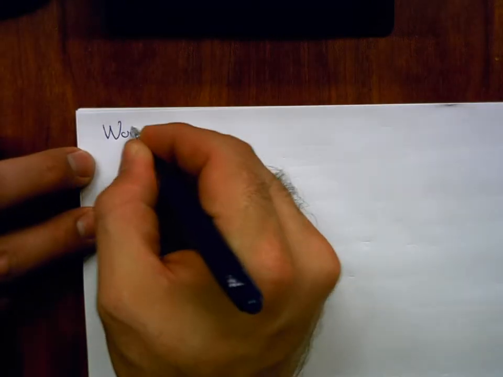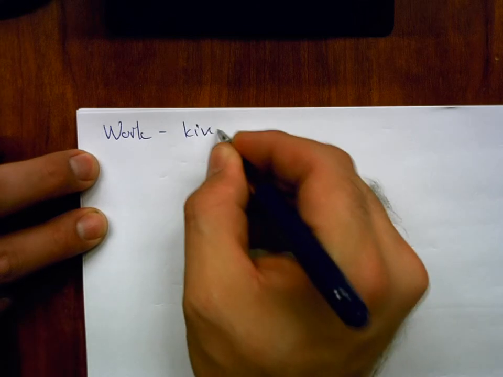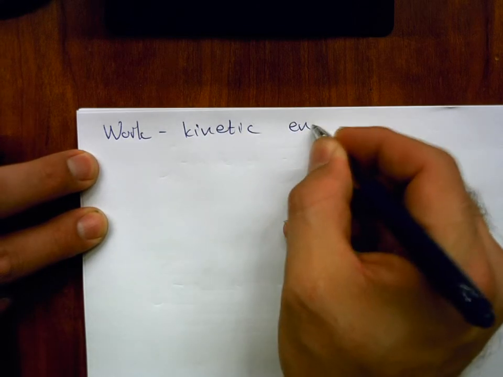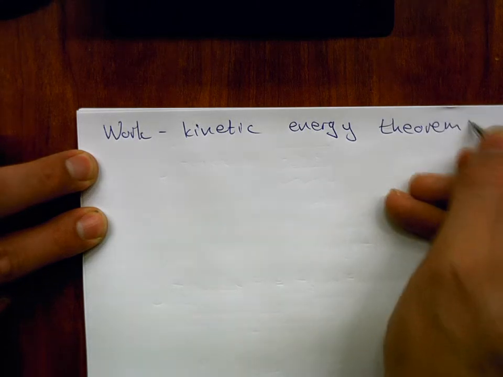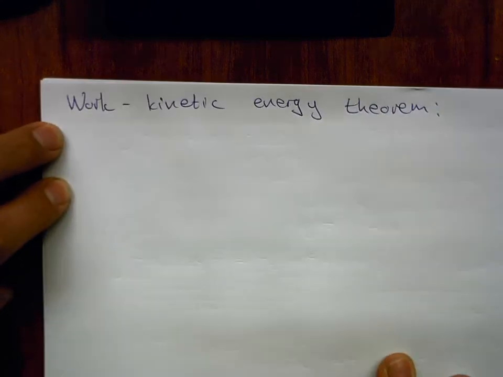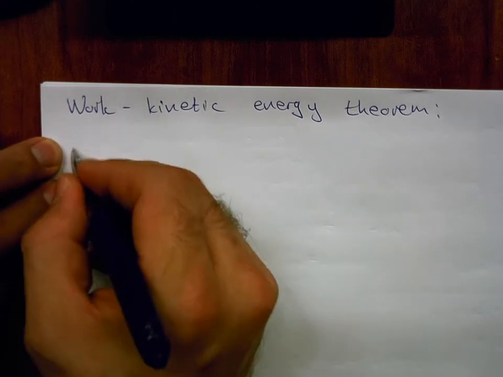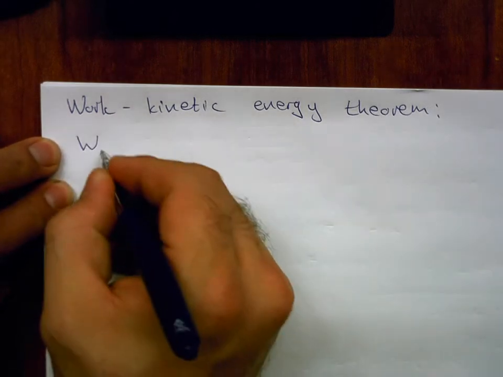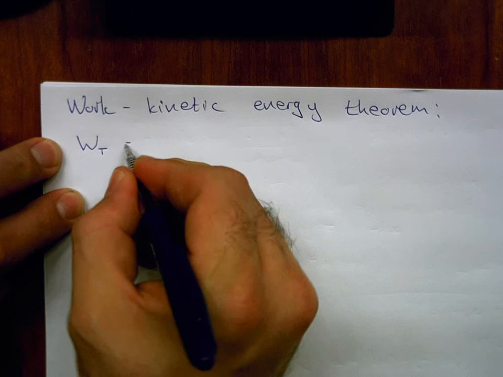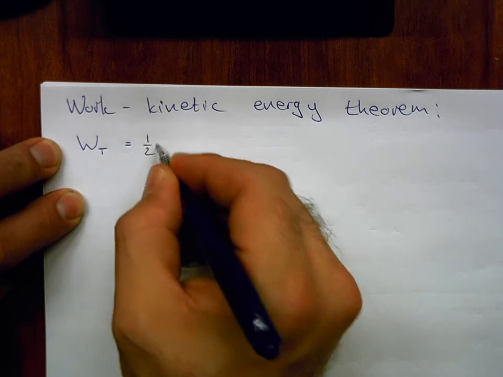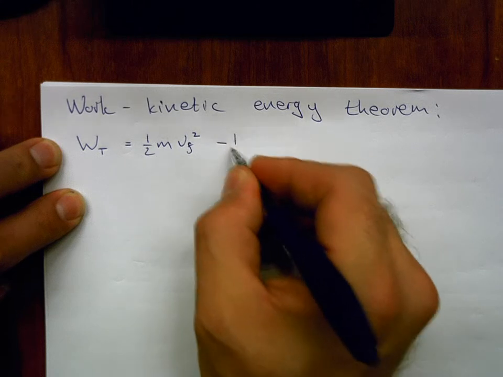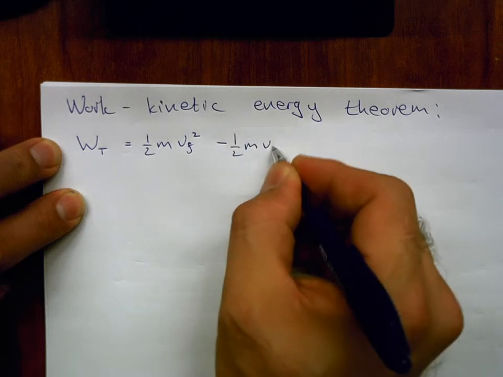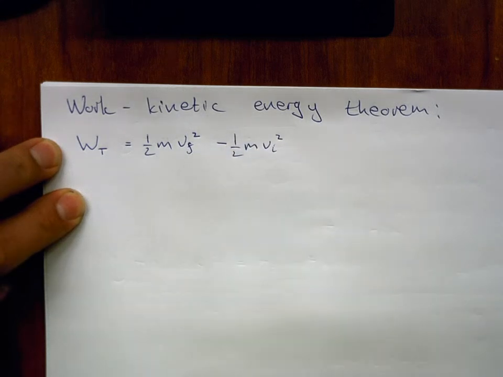So this is called the work kinetic energy theorem. And we basically said that the total amount of work done on a system is equal to a half its mass times its final velocity squared minus a half its mass times its initial velocity squared.